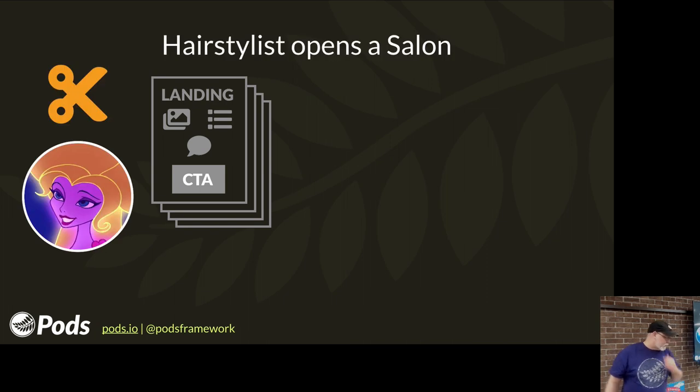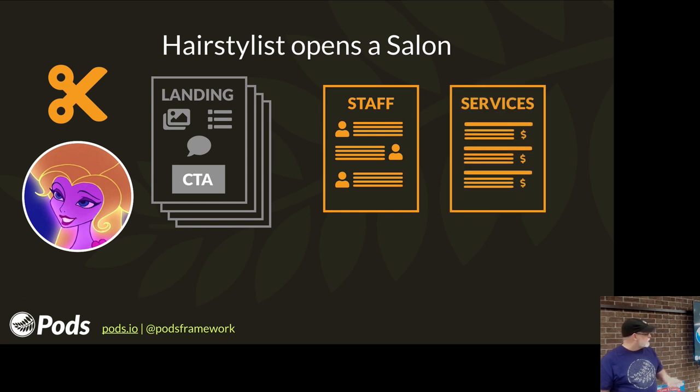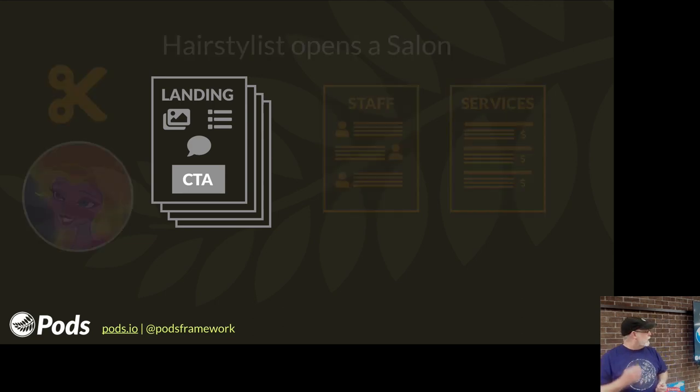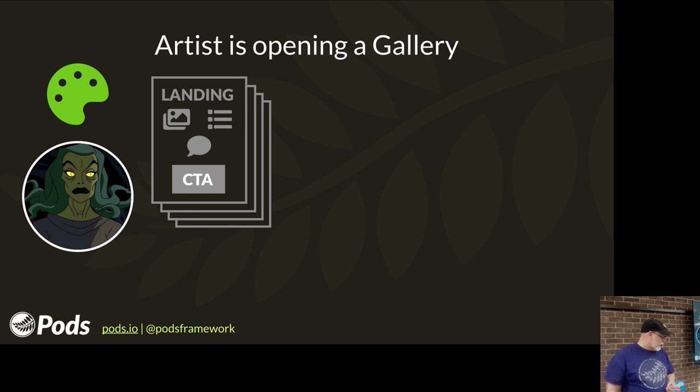Well, the beauty expert, Aphrodite, gives you a call. And she's all excited because she's partnered with her best friend, Narcissus, and together they're opening up a full-service salon and spa. They've hired several stylists, massage therapists, and spa personnel, and they have a full menu of services that they want to show on the website with prices and details of the services, and which staff members are offering each service. And the artist is opening a gallery.